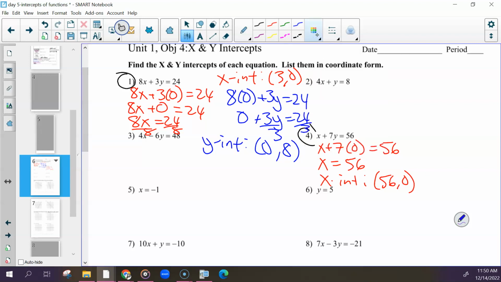Let's do the same work for our y-intercept. Put 0 in for x. Solve for y. What is our y-intercept as an ordered pair? Hannah. 0, 8. Questions on number 4?